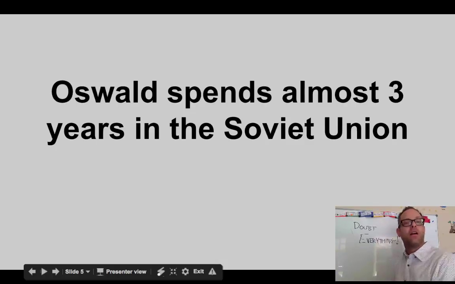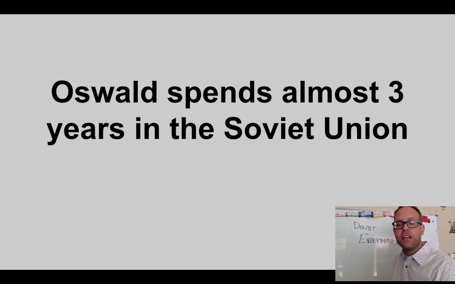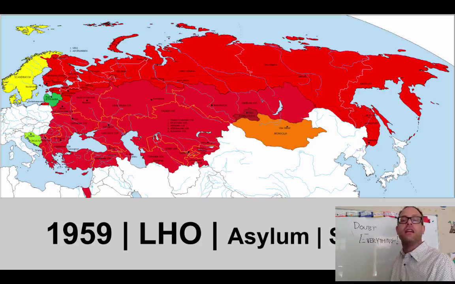Another interesting fact about Oswald, he spent almost 3 years in the Soviet Union. So in 1959, he applies for asylum to the Soviet Union. It is not granted. They don't allow him in initially. As a result of this, Oswald attempts suicide.